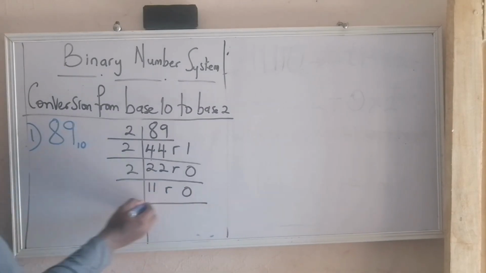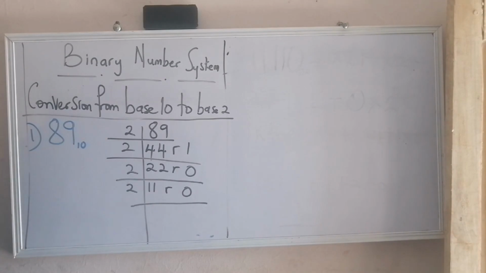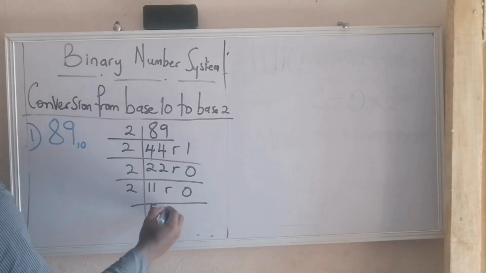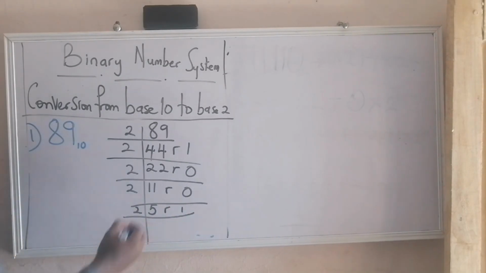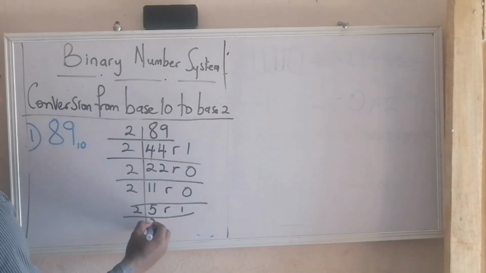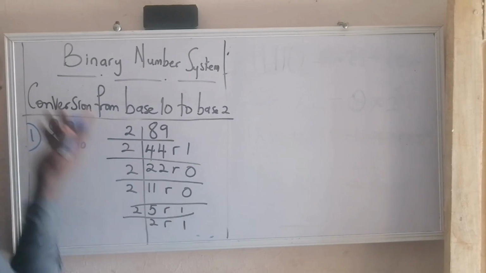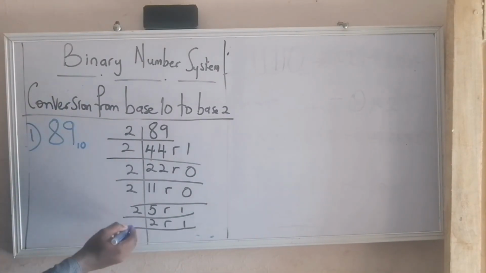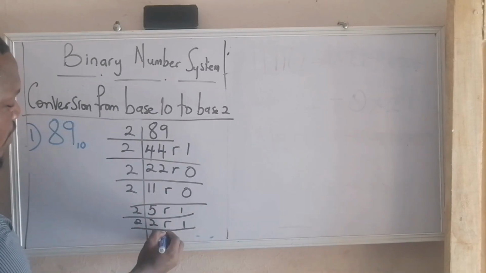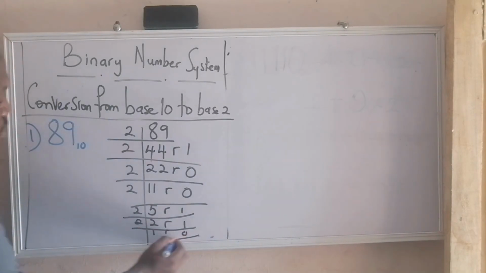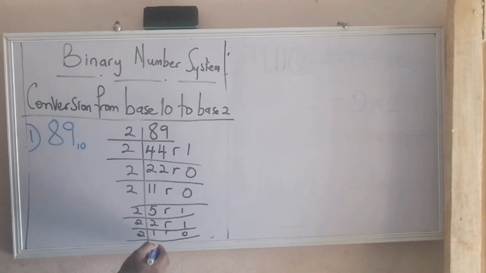We have 0. Then 2 in 11. That would be 5. But you have a remainder. 2 can go in 11 5 times, remainder 1. Then we have 2 in 5. 2 in 5 is what? 2. Remainder 1. Now 2 in 2. That's 1. Remainder 0. So you still move on. Can 2 go in 1? You have 0. That will be remainder 1.